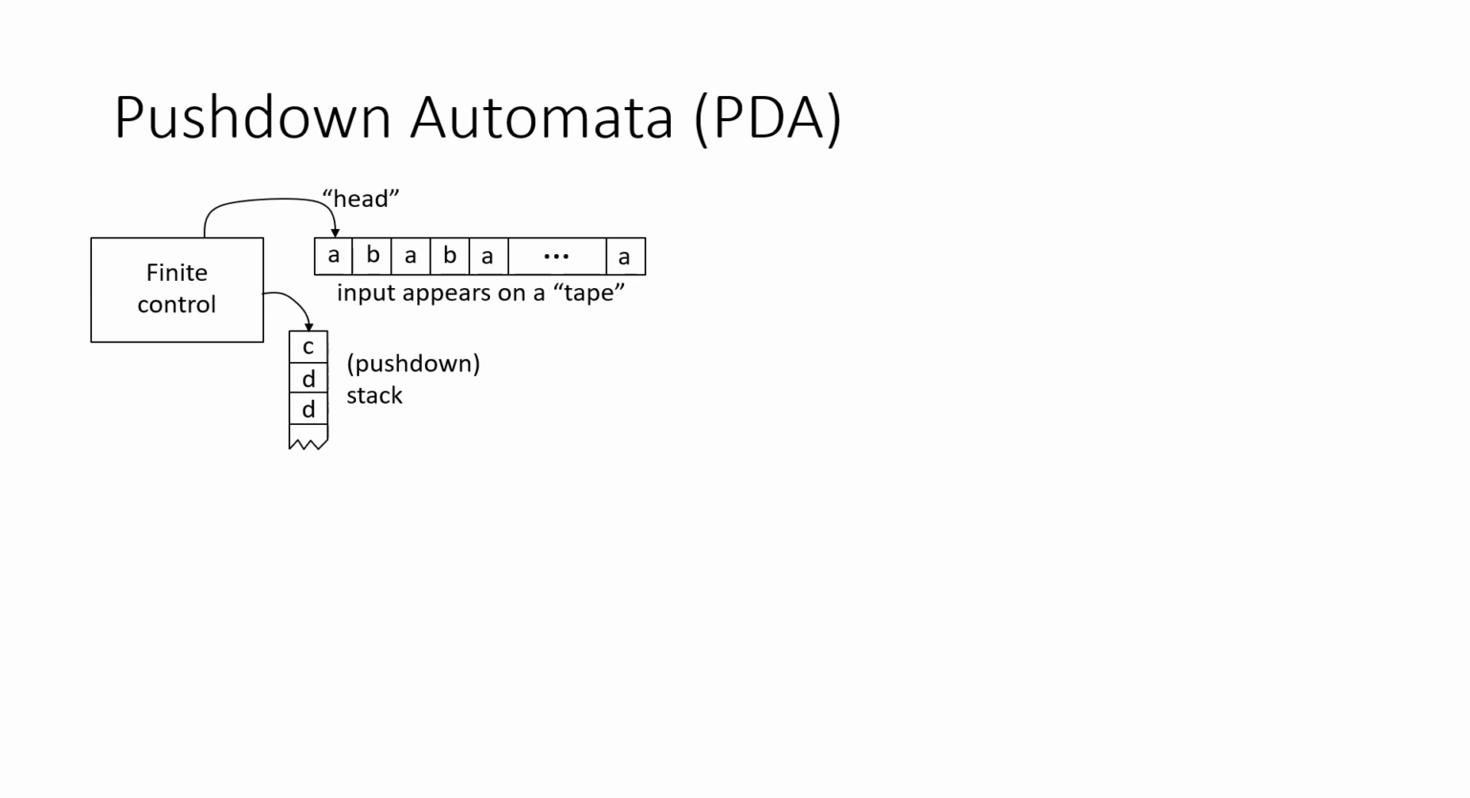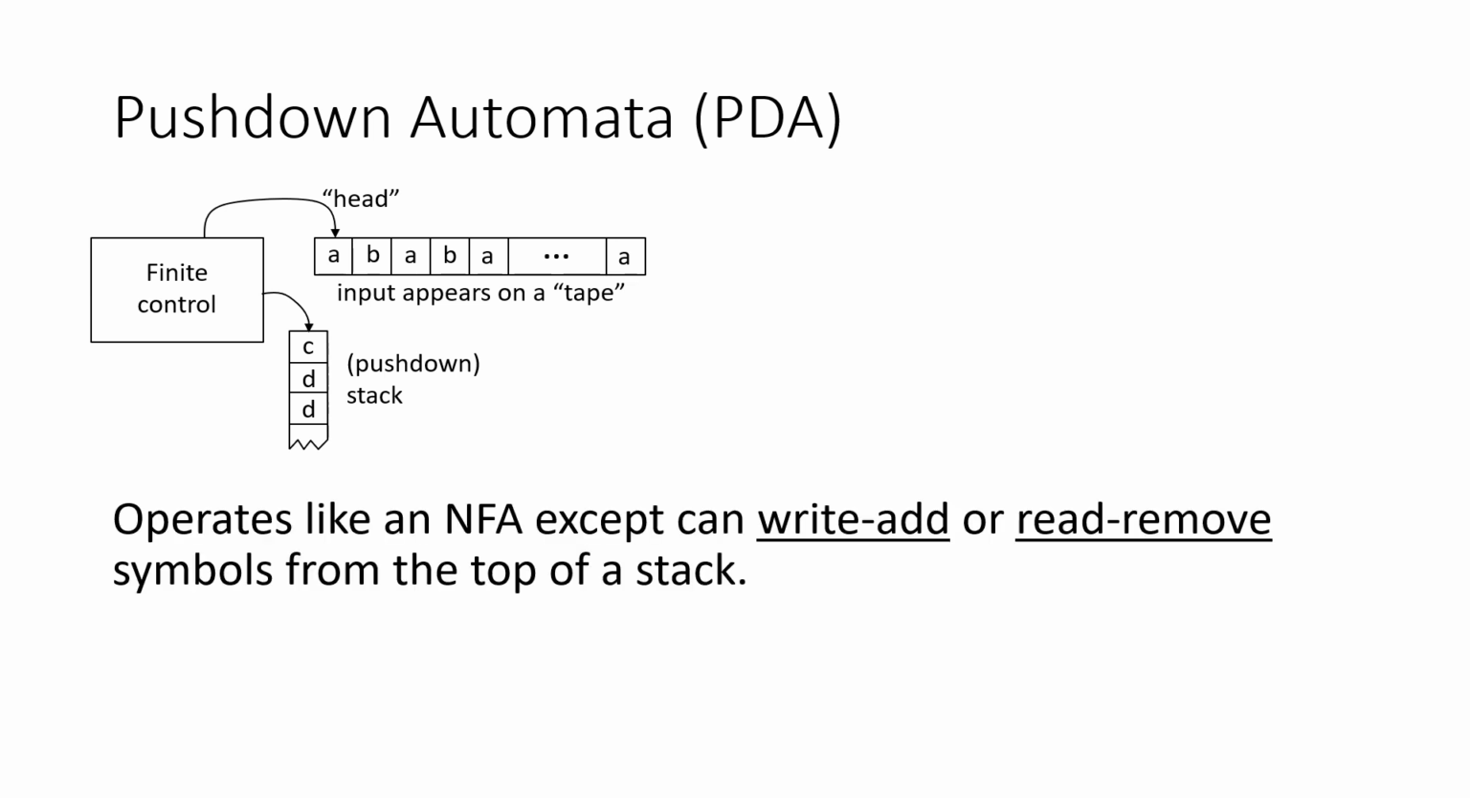There is this ability to add the stack to the finite control and actually add or remove elements from it. In other words, a push-down automaton operates like an NFA, except you can write, add, or read and remove symbols from the top of a stack. And the phrasing for that, of course, is you can push elements to the top of the stack, or you can pop elements from the top of the stack.